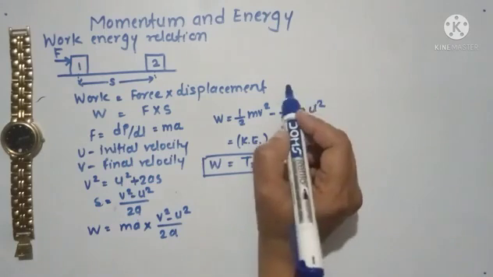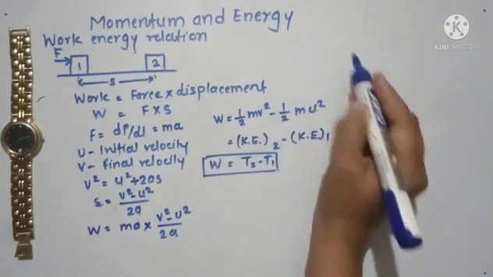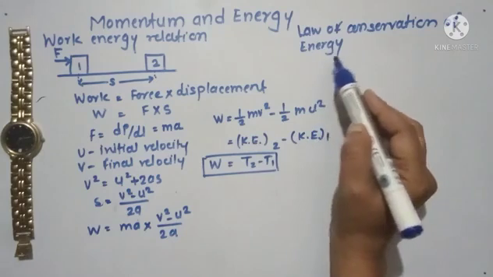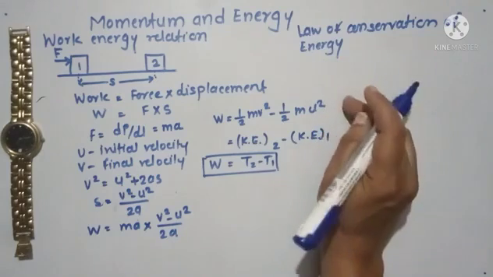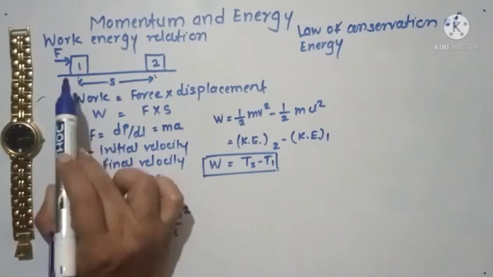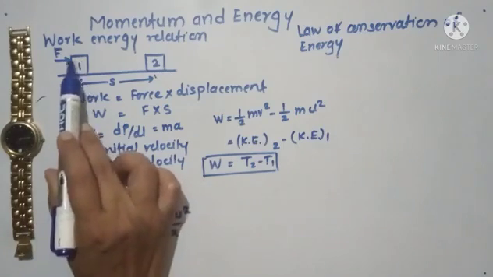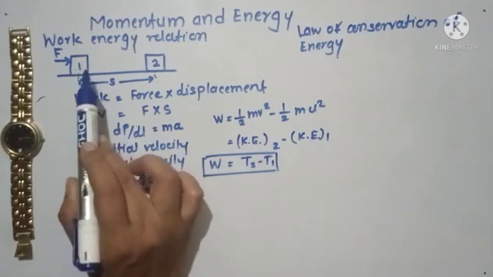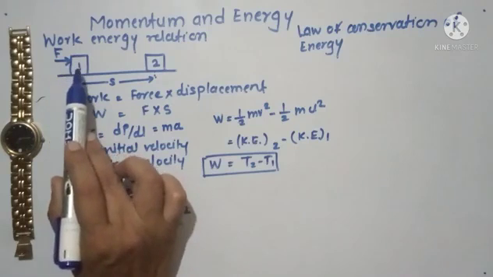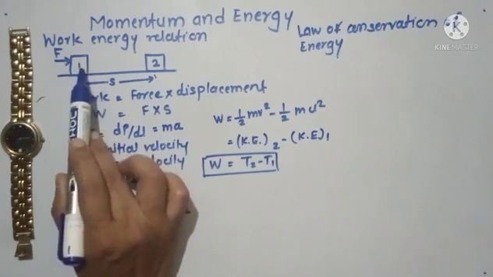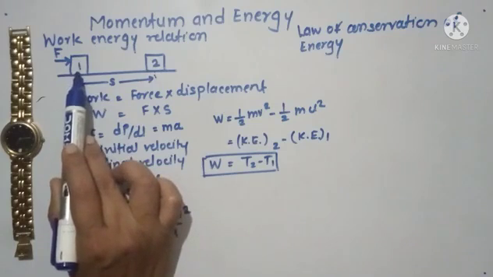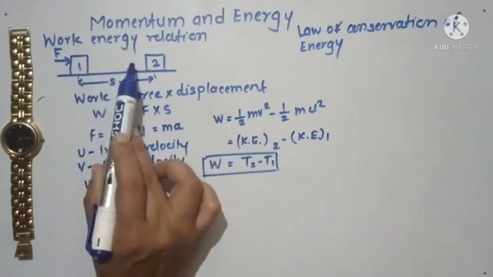Now let us see the law of conservation of energy. The law of conservation of energy says that energy can neither be created nor destroyed, but it can just be converted from one form to another form. Suppose for the same block, when this block is at rest, it has only potential energy, and when we apply some amount of force on it, it will start moving from position 1 to position 2. So all of its potential energy will be converted into kinetic energy.